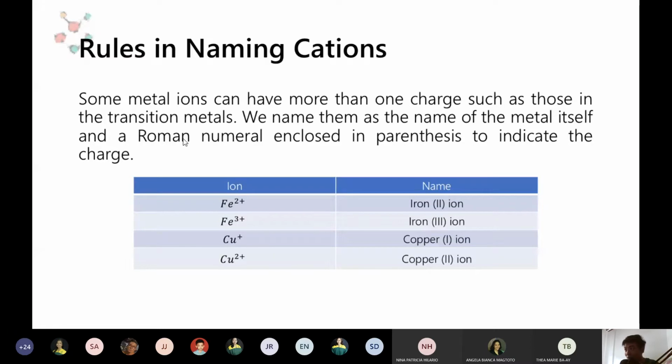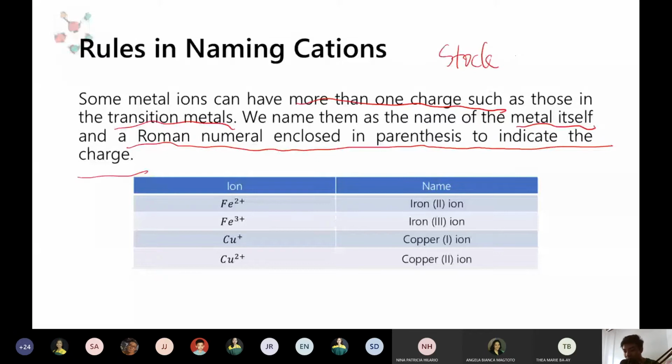So how do we do that? For metals, such as in those transition metals having more than one charge, we name them as the name of the metal and we enclose a Roman numeral indicating the charge. This is called the stock method. Okay, so paano yung stock method?